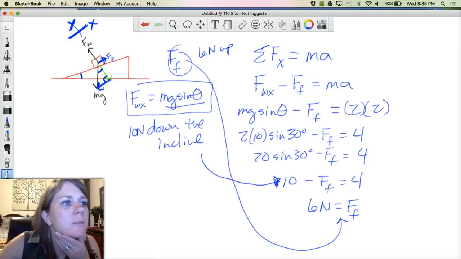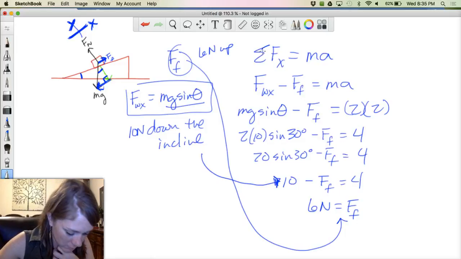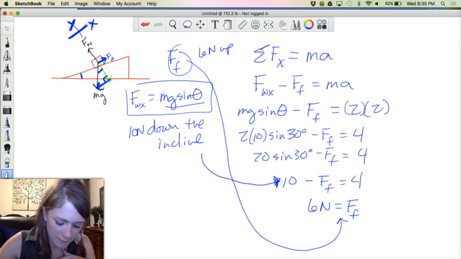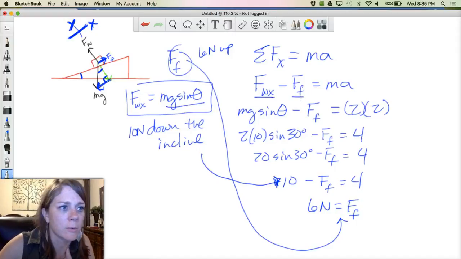Mia says, for 13, why don't we subtract friction? Number 13, we did subtract friction. So the weight force minus the frictional force. They're in opposite directions, so we have to subtract these vectors.